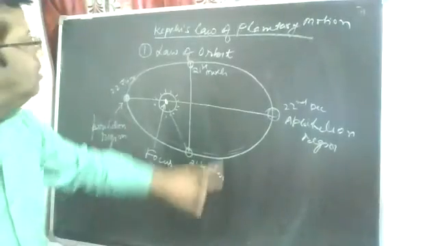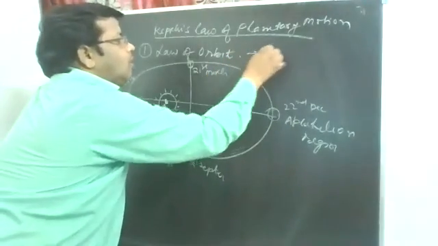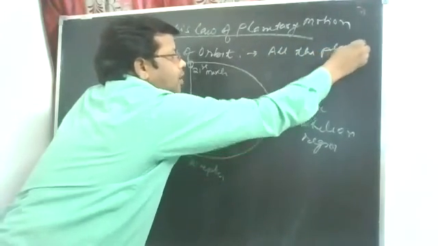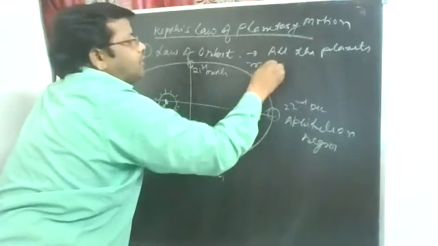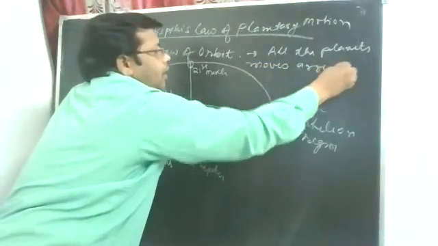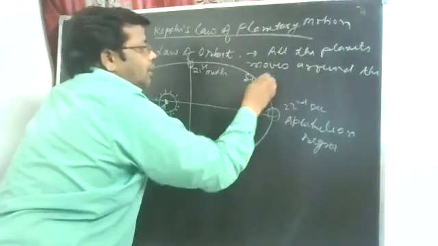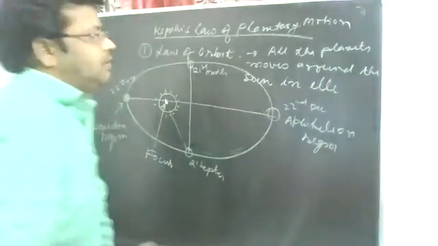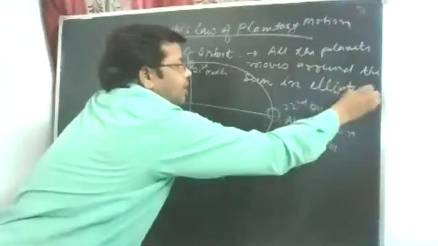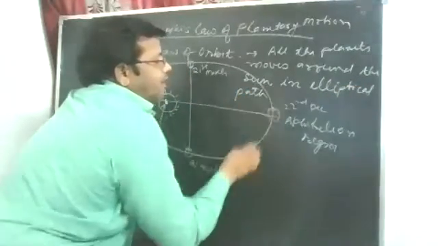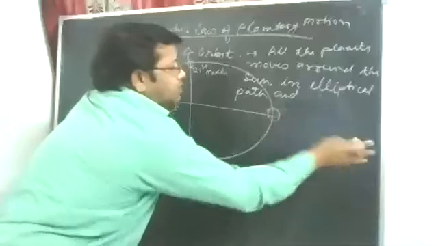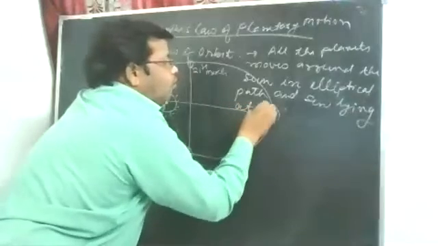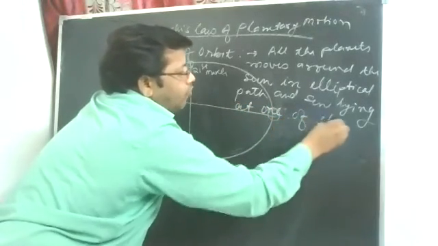Now you see here, according to Kepler's first law, all the planets move around the sun in an elliptical path, like this one, and the sun lies at one of its focus.